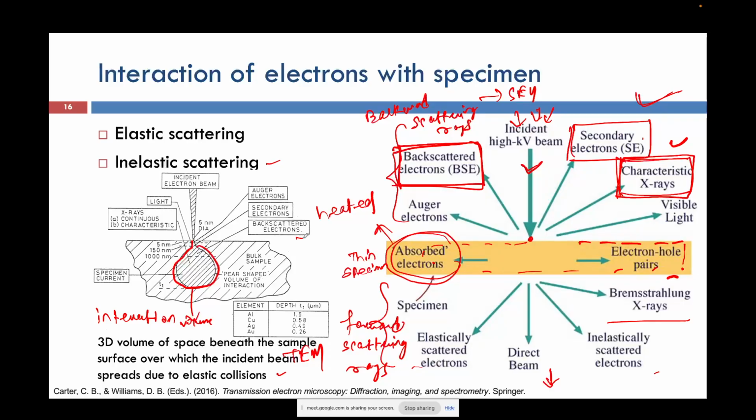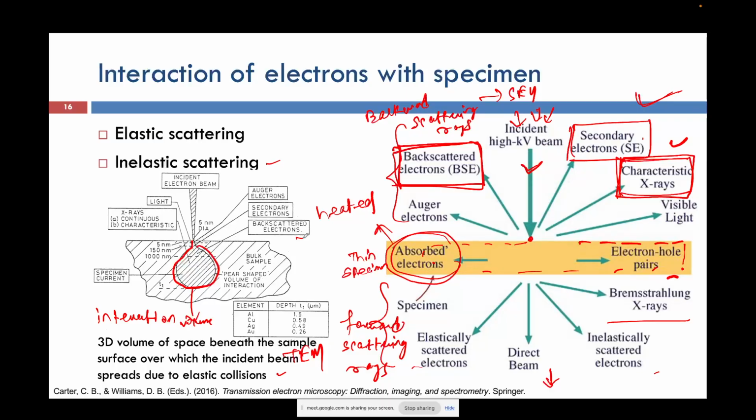They will come depending on the penetration depth of the incident beam, like how deep the electron beam has interacted with the material. Based on the depth, the incident electron beam interacts with the material, and from that interaction volume, different kinds of rays come, and based on which detector we put, we get the microstructural features, right?